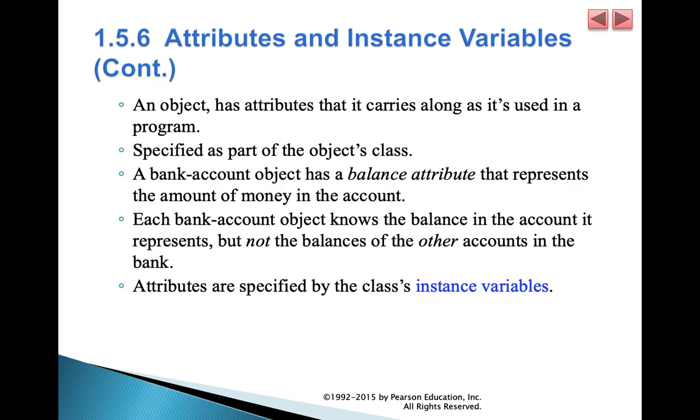So as we mentioned before, the class can have methods and attributes or variables. For example, a bank account object has the balance attribute. It has a balance variable that represents the amount of money in the account. Each bank account object knows the balance of the account it represents, but not the balance of other accounts. So every account has a different balance, and the object has access to its own balance, not the other object's balance. Attributes are specified by class instance variables.